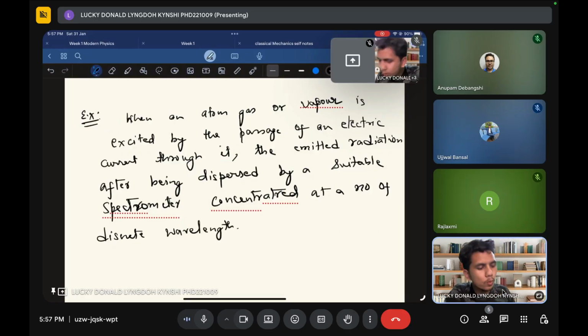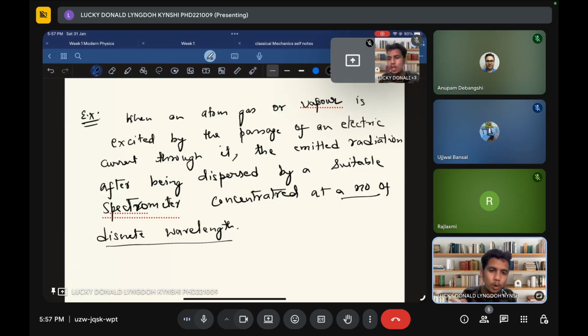What does this statement mean? Suppose you have some atom, gas or vapor, and you excite it by the passage of electric current. That means your atoms gain energy to a high energy. Now when they gain energy, the radiation emitted is concentrated as a number of discrete wavelengths. That means you don't have a continuous wavelength spectrum, but a discrete wavelength.